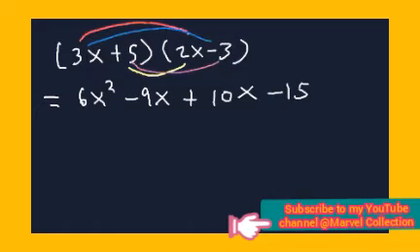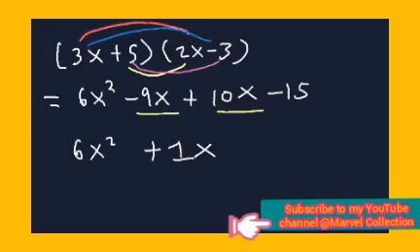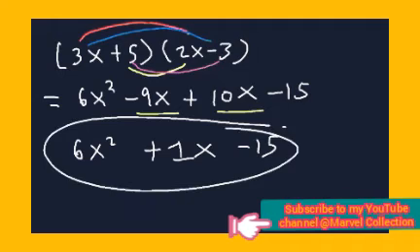So now at this point, we can combine like terms. Negative 9 plus 10 is positive 1. The other two terms we can bring down. So it's going to be 6x squared plus 1x minus 15. So that's what you can do in order to multiply two binomials together.